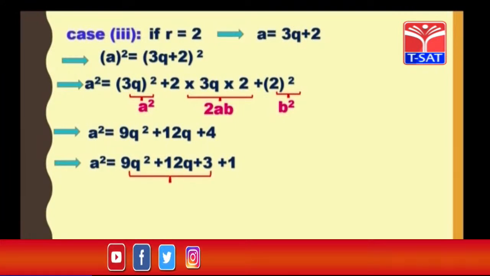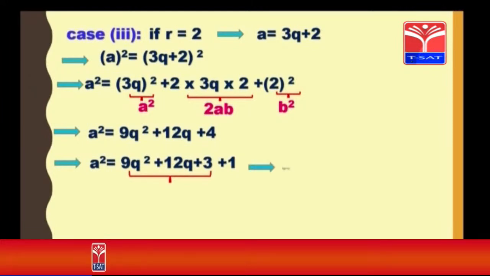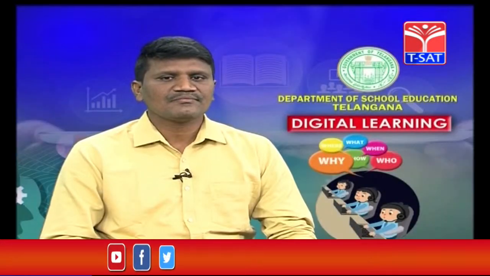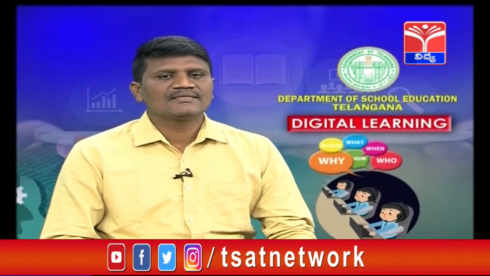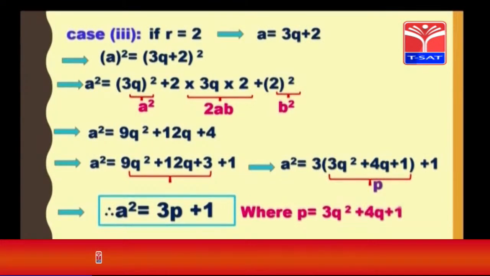From the first 3 terms, if I take 3 common, I can write it as a square is equal to 3 into (3q square plus 4q plus 1) plus 1. And if I consider 3q square plus 4q plus 1 as p, then a square is equal to 3p plus 1, where p is equal to 3q square plus 4q plus 1.